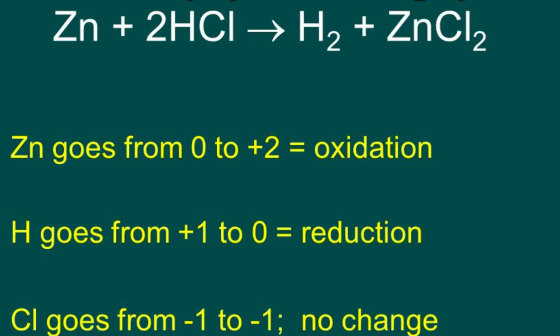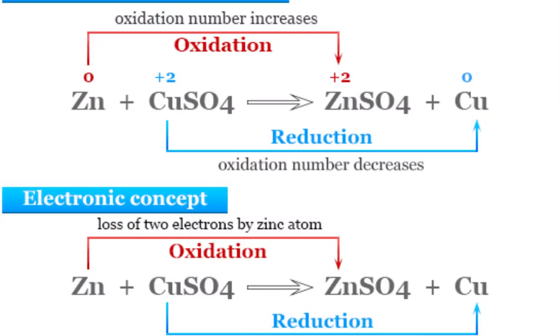So the oxidation state of hydrogen here is 1, but here is 0. So it gets reduced. It gets a decrease in oxidation state. So hydrogen is reduced while zinc is oxidized. So if the reaction undergoes an oxidation number change, then that type of reaction is a redox reaction.